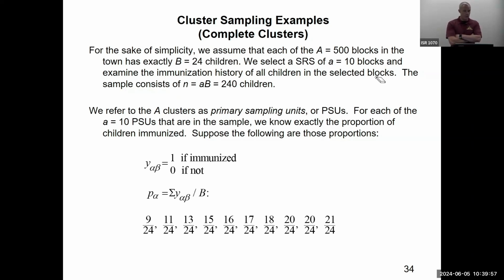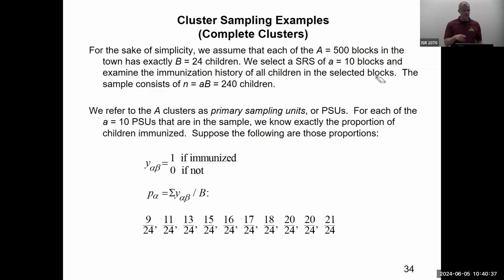So let's suppose there's a total of 500 blocks, and each of the blocks in that town has exactly 24 kids in that block. A toy example, but let's just see, for the sake of illustration, what happens here. By design, you choose to select a simple random sample of 10 blocks from that list of 500, and then you examine the immunization history of all the children in those 10 selected blocks. So there's no subsampling. We just measure everybody within each of the clusters. So the ultimate sample consists of little n equals 240 children, 10 times 24. That's our sample design.